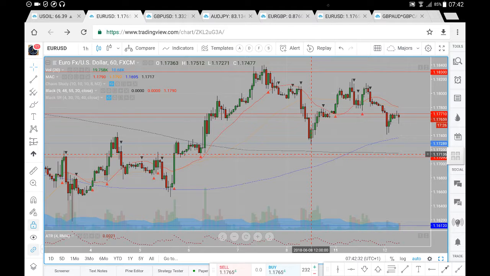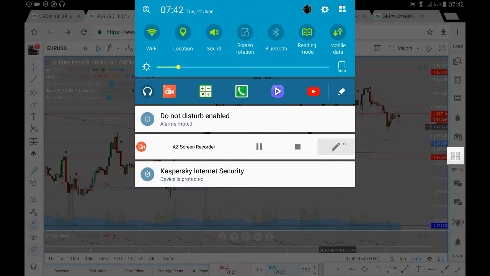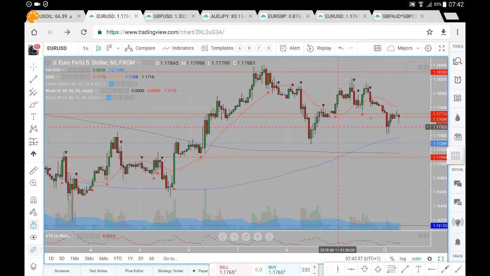So this euro dollar analysis for Tuesday, the 12th of June. Now, let's just have a look at the prices and where prices may likely go. So previously we had prices come down towards the 17.28 for a pretty much perfect test.